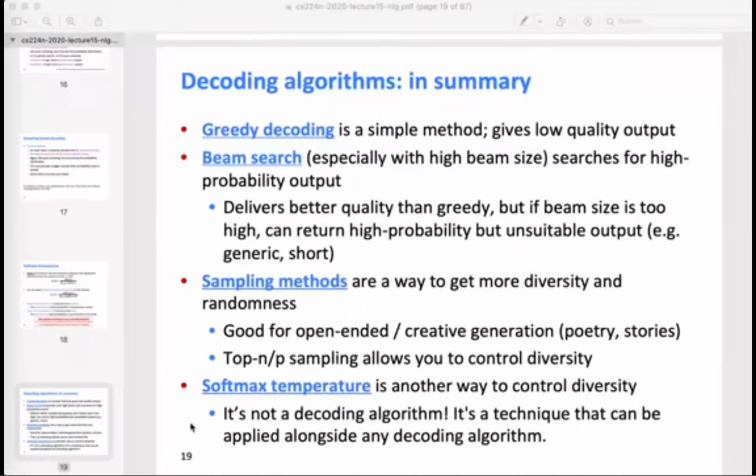I think pure sampling and probably some of the more diverse top-k or top-p sampling methods are good for open-ended creative generation. For example, when you want to generate something like poetry or stories, because there are diverse and risky results generated. And top-n and top-p sampling allow you to control diversity, which is pretty cool. And a really important thing to note is that softmax temperature is not a decoding algorithm. It's a way to control diversity, and you can combine it with the decoding algorithm.